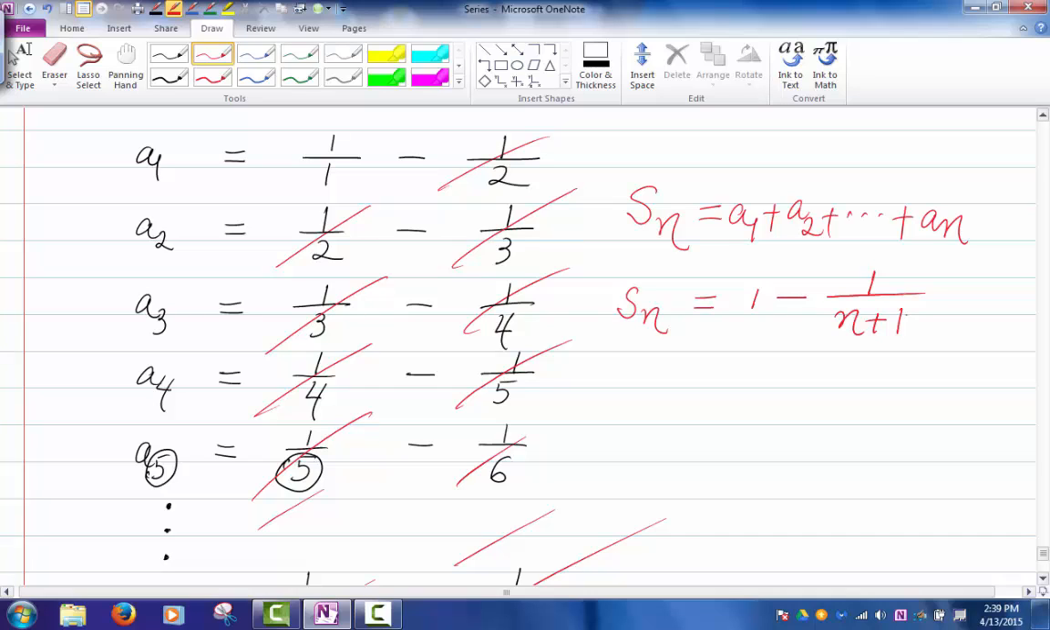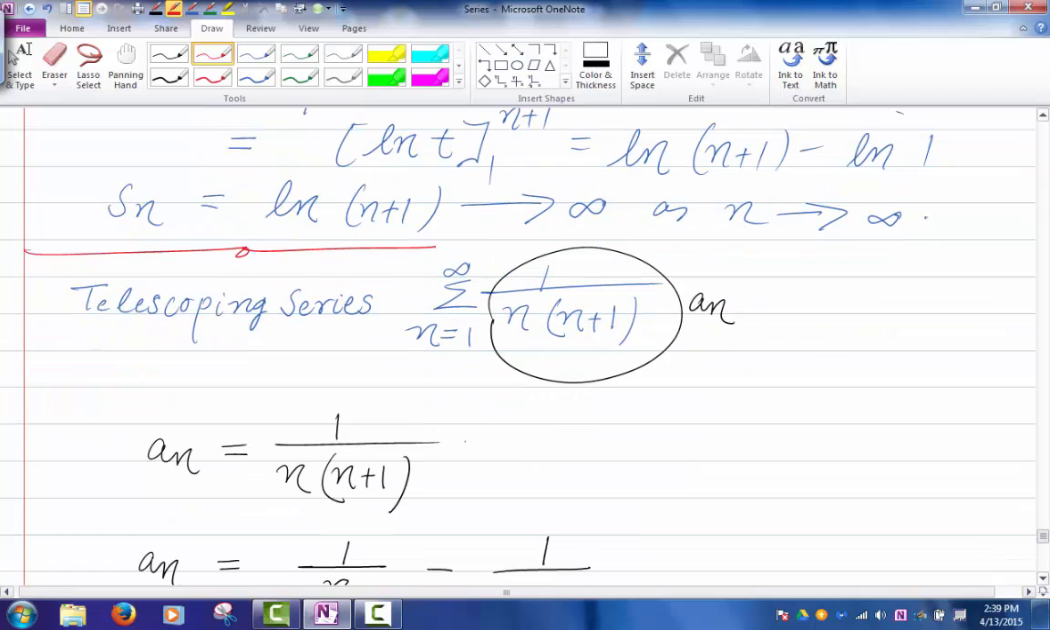Okay, so now can you tell me what's the limit of Sn? It is 1, because 1 over n plus 1 goes to 0. So the telescoping series here is convergent, and it has sum 1.